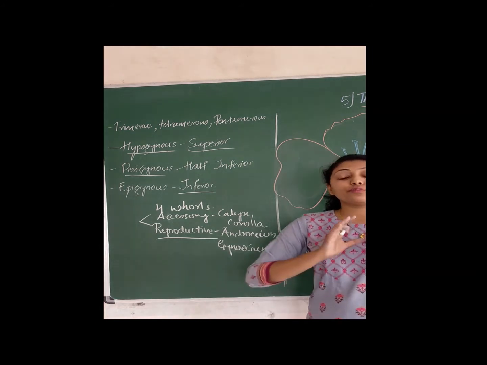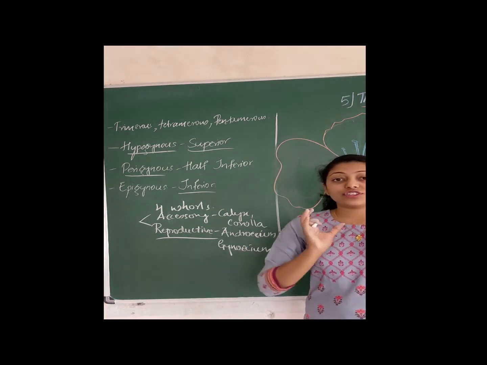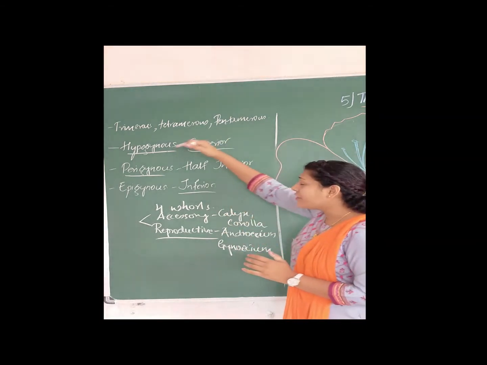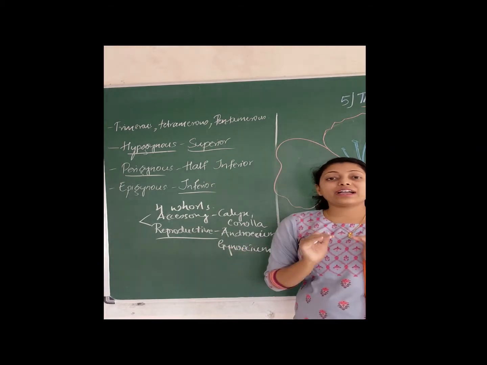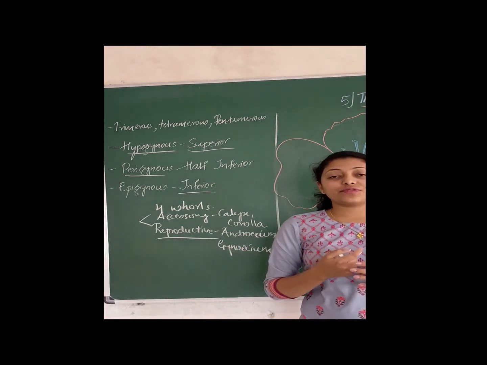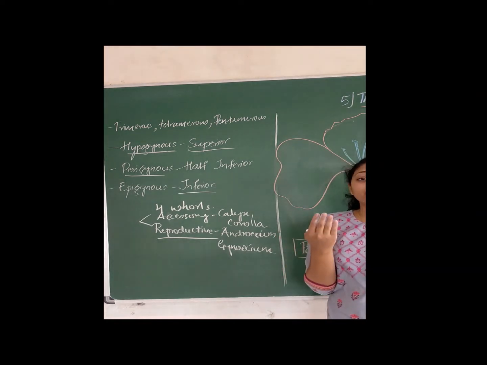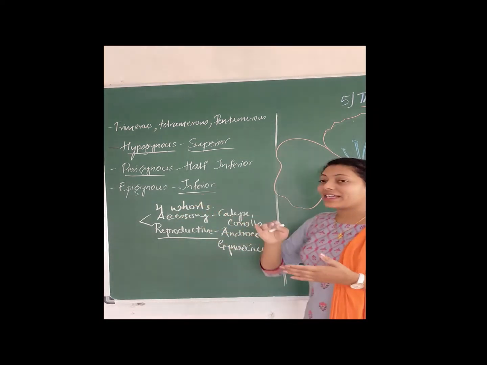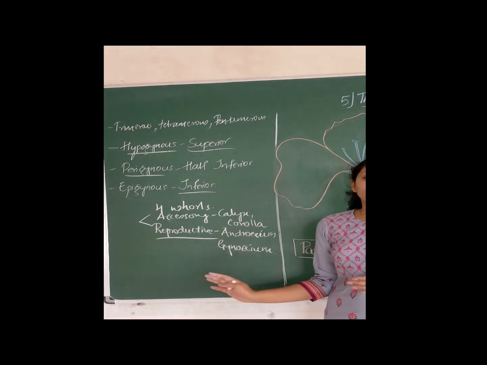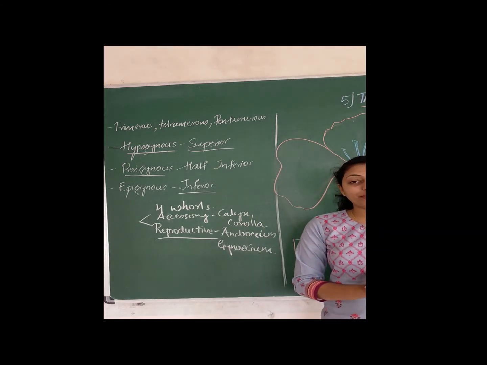So on the basis of position of ovary or position of different parts of a flower, we can call a flower hypogynous flower where gynoecium is superior, perigynous flower where half inferior gynoecium is seen, and epigynous flower where inferior gynoecium is seen. So this is about the previous video which we have studied.